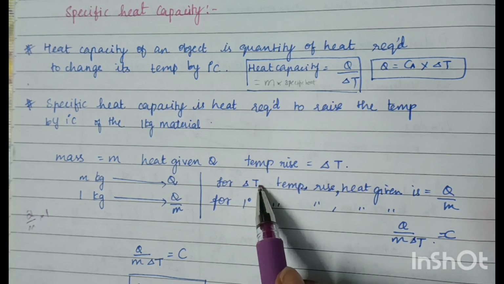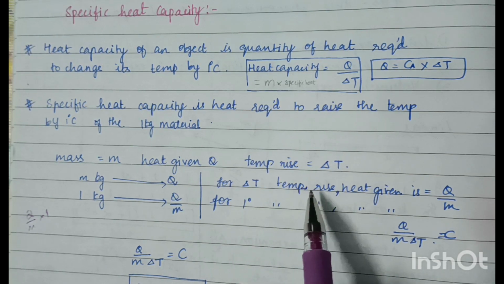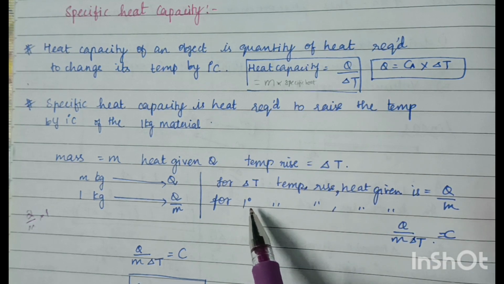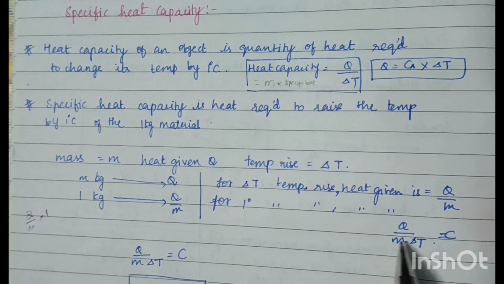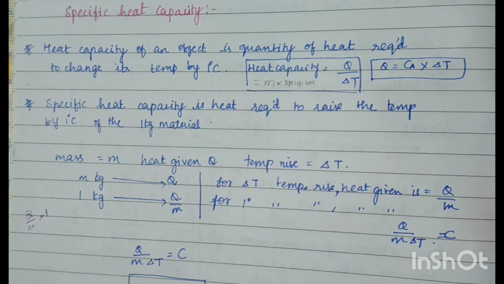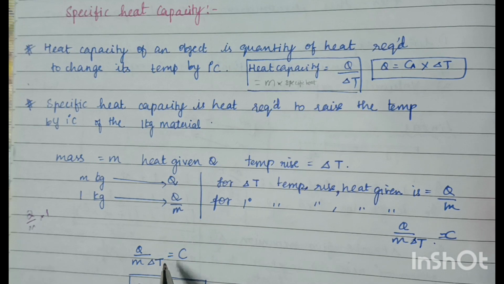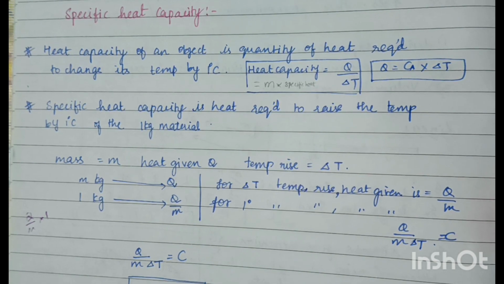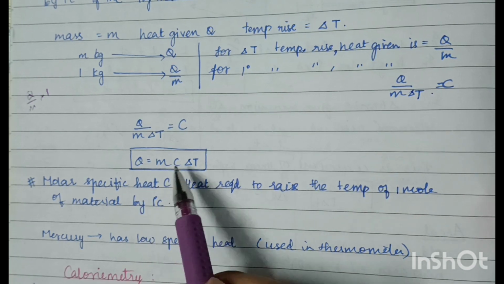So for delta T temperature rise, heat given is Q by m. What will be for 1 degree Celsius rise in temperature? It is Q by m delta T. So this is nothing but the specific heat capacity. So Q by m delta T equals C. From this we can write Q equals m c delta T.